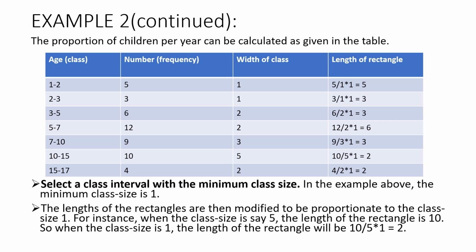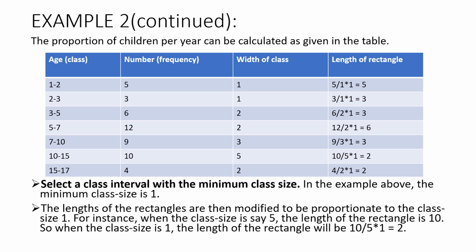Now how do you obtain the length of the rectangle? What you do is frequency upon the width of the class, because you have to divide the frequency according to the width. So 5 upon 1 into 1. What is 1 over here? 1 is the minimum class size which we have selected. For example, for the third class 3 to 5, the frequency is 6 and the width is 2. So 6 upon 2 into 1, which is the minimum class size. This is how you get the length of the rectangle.